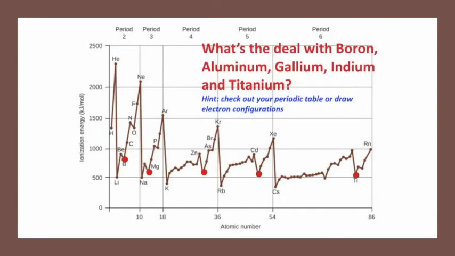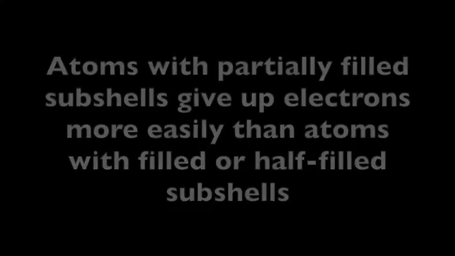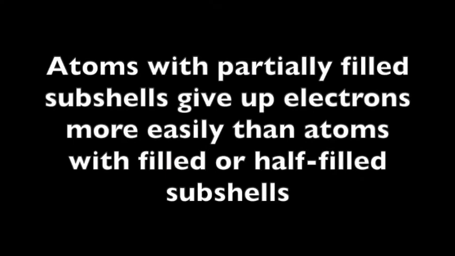Let's take a look at boron, aluminum, and gallium, which have ionization energies that are a little bit lower than the atoms preceding them. Well, it turns out that atoms that have partially filled shells give up electrons more easily than atoms with filled shells or filled subshells.